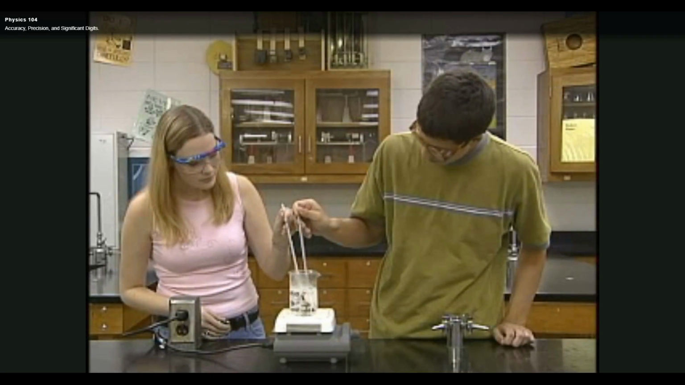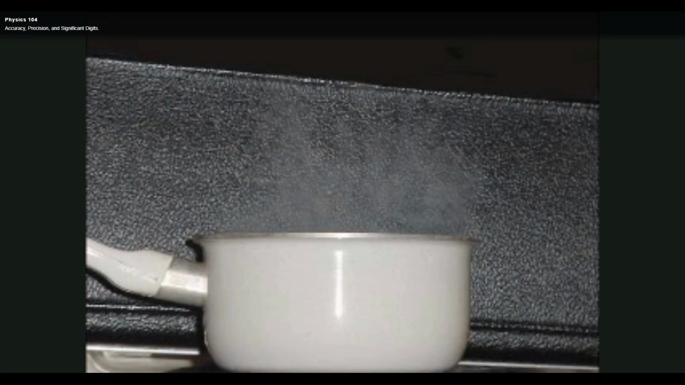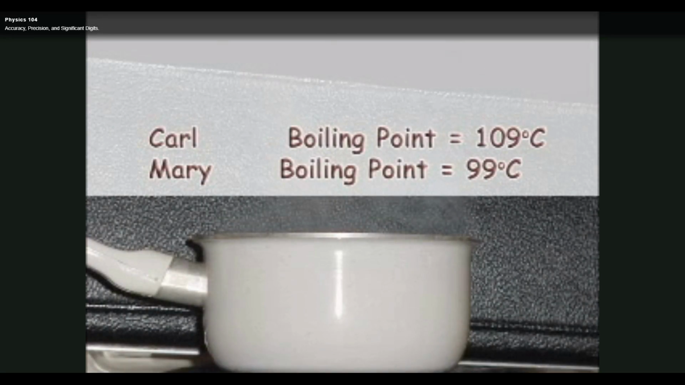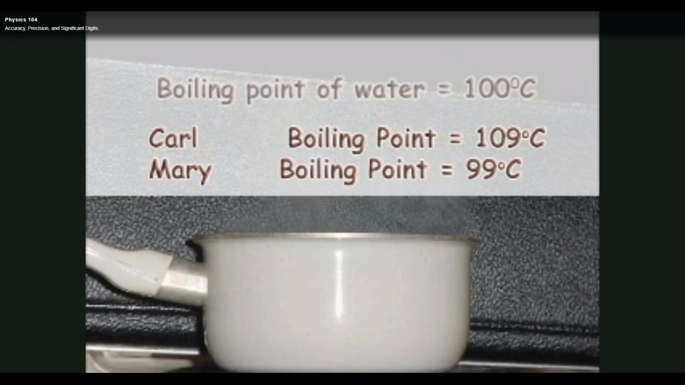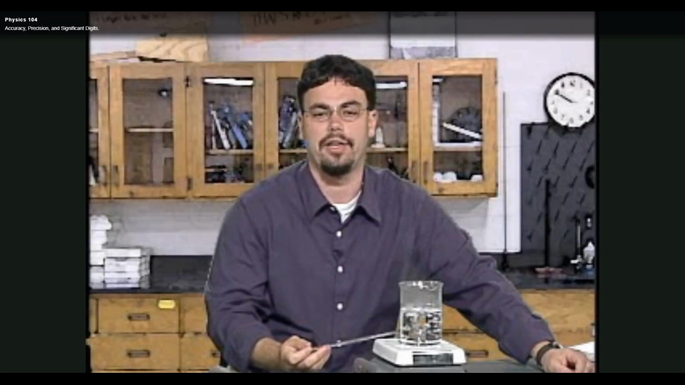Carl and Mary are determining the boiling point of water. Carl finds it to be 109 degrees Celsius, and Mary finds it to be 99 degrees Celsius. We know that the accepted value for the boiling point of water is 100 degrees Celsius. Which measurement is more accurate? Of course, Mary's measurement of 99 degrees Celsius is more accurate, since it is closer to the accepted value.